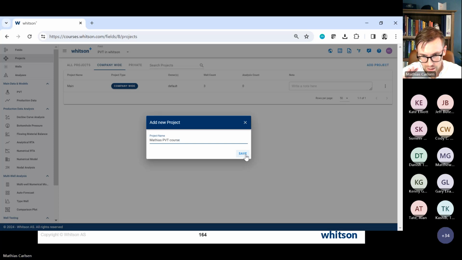On courses, we're just using what's called a default equation of state, and that's just a default Peng-Robinson equation of state that is kind of vanilla. It's not tuned to any data, etc. So that's what's going on at courses.whitson.com.